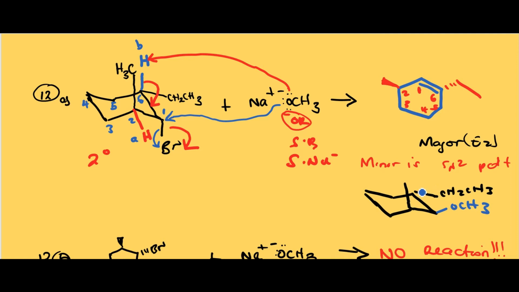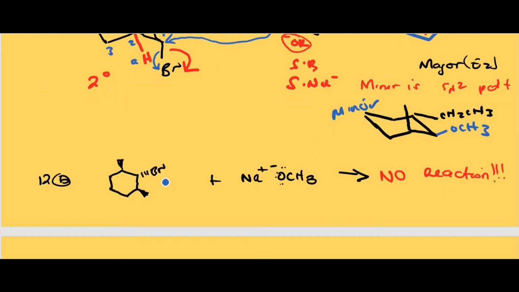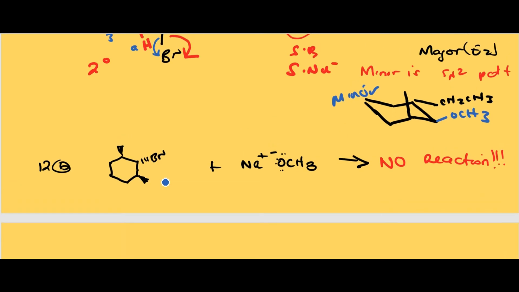All right, so SN2 is going to be the minor because this is a secondary substrate. Next example. Here, you have an OR minus group, right? So you would expect an E2 reaction. Even though this is a secondary substrate, you expect that E2 will be the major, SN2 will be the minor.